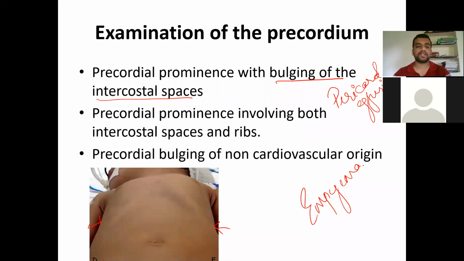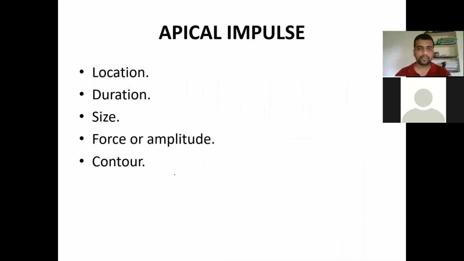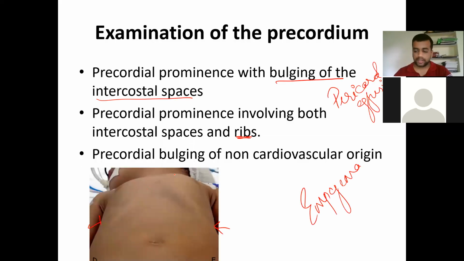So precordial prominences involving both the intercostal spaces and ribs are there, and then there is only bulging of the intercostal spaces. If there is bulging of the ribs along with the intercostal spaces, it is due to a chronic abnormality. If there is a pathology which has started at a very young age, it could cause bulging of both ribs as well as intercostal spaces. And next is the apical impulse.